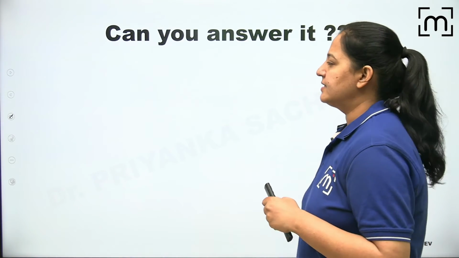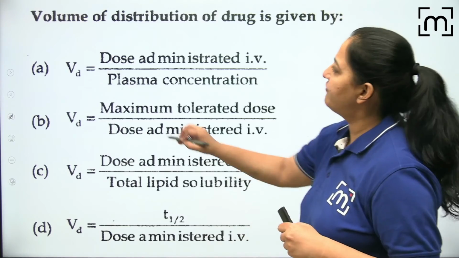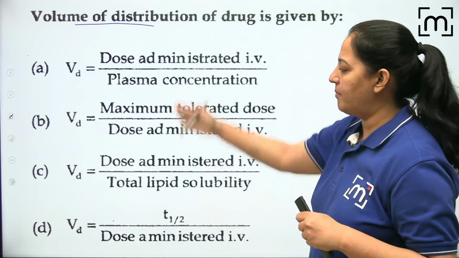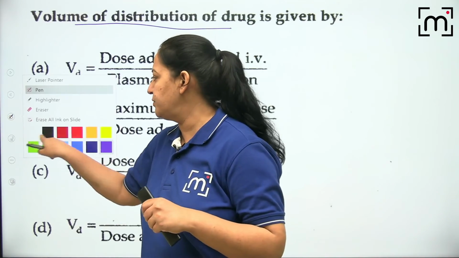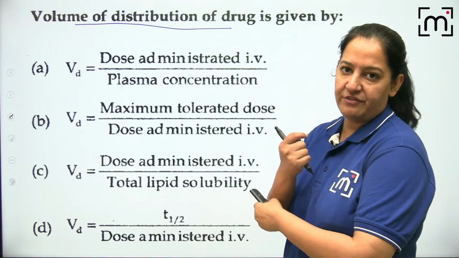Two questions, right? This is the first question in front of you. Can you tell me the formula of volume of distribution? The 4 formulas are given in front of you. Can you tell me what is the right formula for volume of distribution? Again, it is a question from NEET PG a few years back.